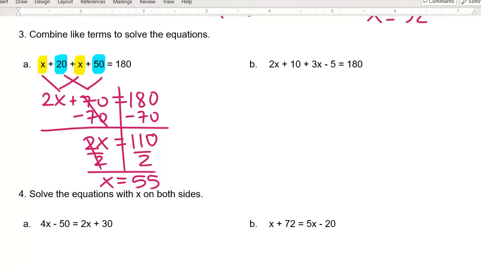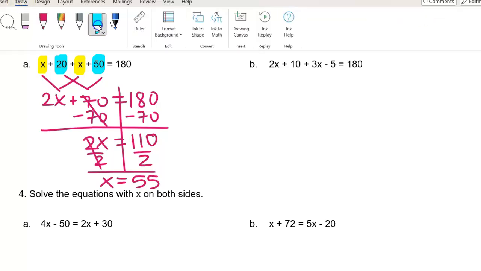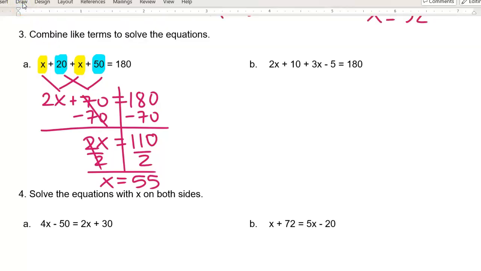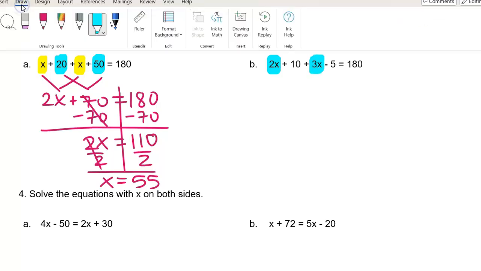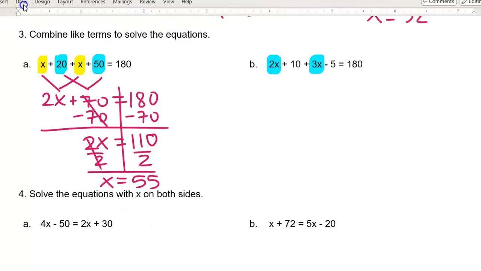Problem B. Please pause if you want to try it on your own. Problem B reads 2x plus 10 plus 3x minus 5 equals 180. Again, we're going to combine like terms. I see 2x and 3x. They are like because they both have an x. I see 10 and minus 5. They are like because they don't have an x. We're going to add those pieces together.